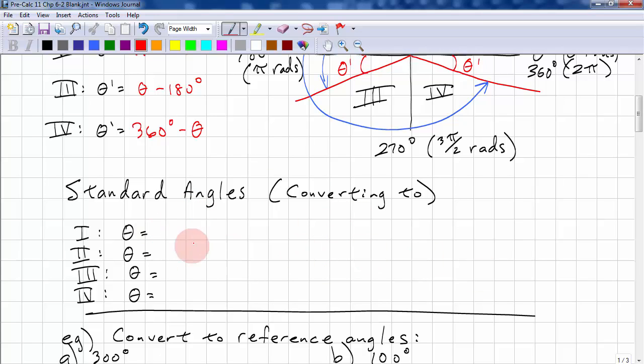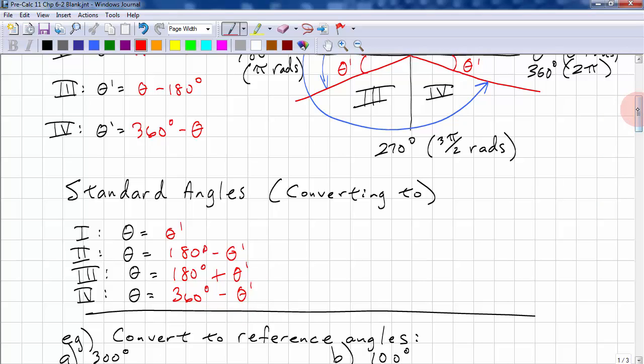So in quadrant 1, theta equals theta prime. In quadrant 2, we have 180 degrees minus theta prime, the reference angle. And in quadrant 3, we have 180 degrees plus theta prime. And in the fourth quadrant, we have 360 degrees minus theta prime.